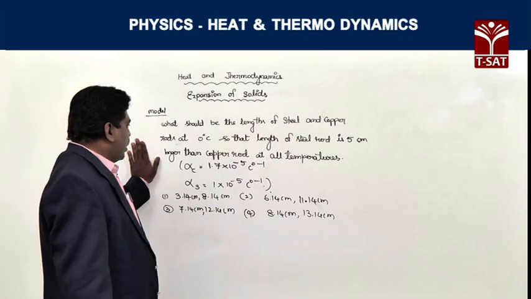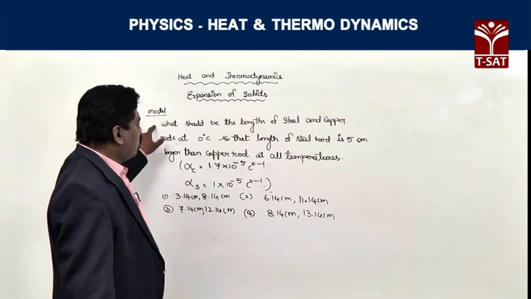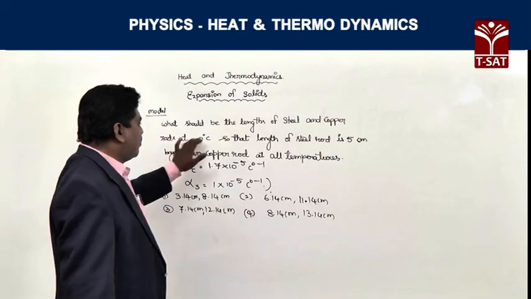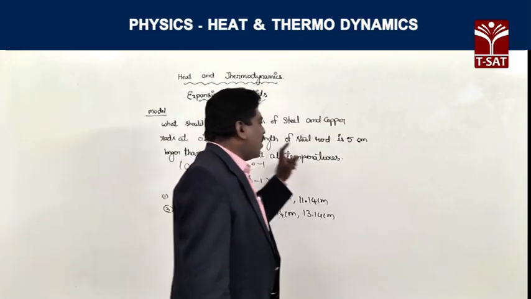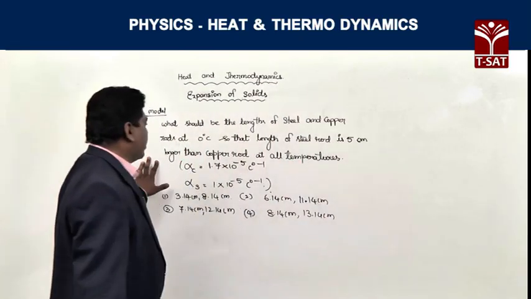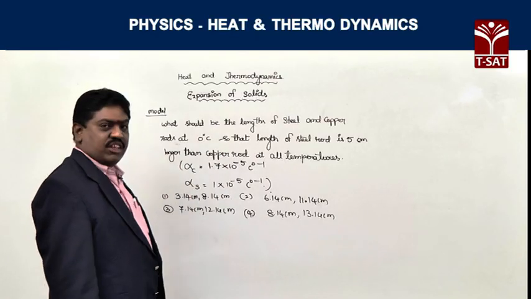Now, let us take another model here. What should be the length of steel and copper rods at 0 degrees Celsius, so that the length of steel rod is 5 centimeters longer than copper rod at all temperatures.